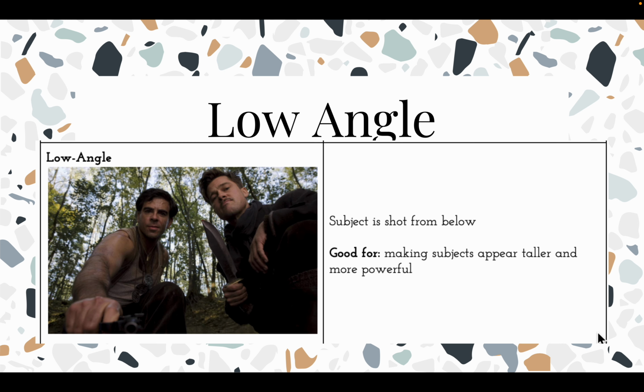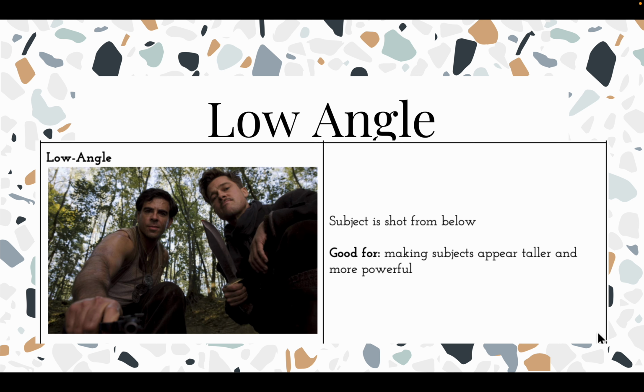You can have a low angle, which is where they're shot from below, and it makes the subjects appear taller and more powerful. You can have a candid angle, which is where the subject is shot at a tilted angle. It is really good for making subjects appear distorted or revealing confusion.